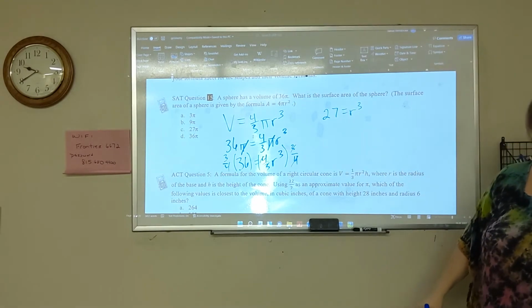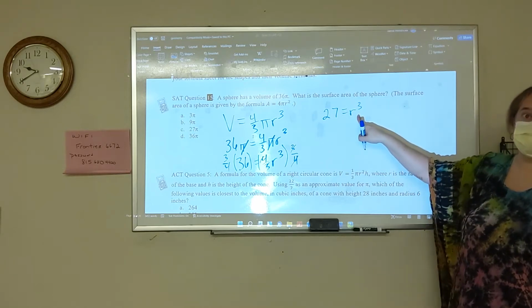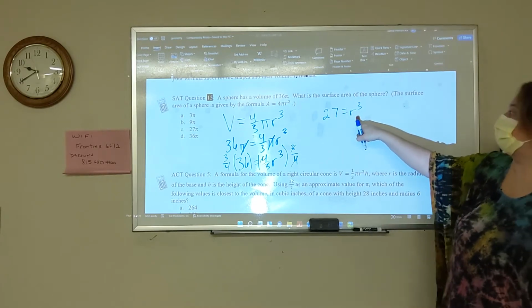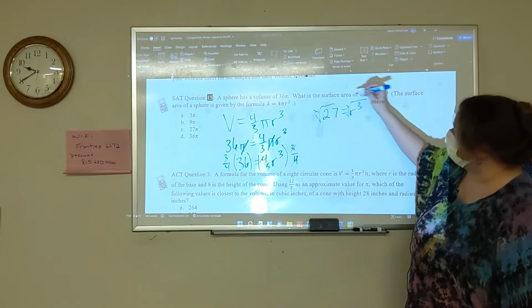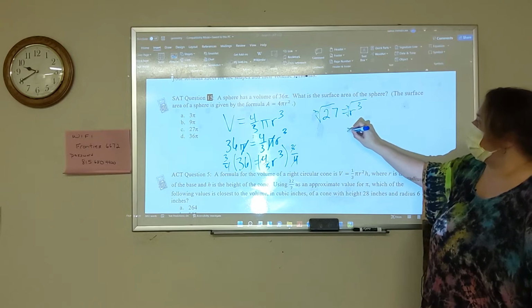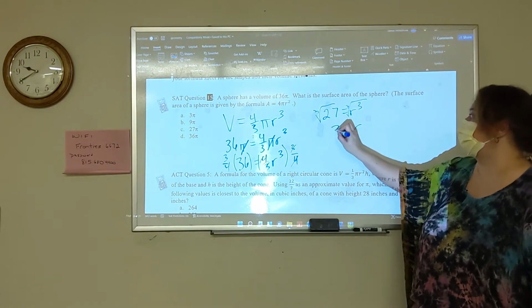I don't want r cubed, I want r. So to undo my r cubed, I need to take the cube root. So the cube root of both sides. The cube root of 27. You should have a cube root button on your calculator. So the cube root of 27 is 3.